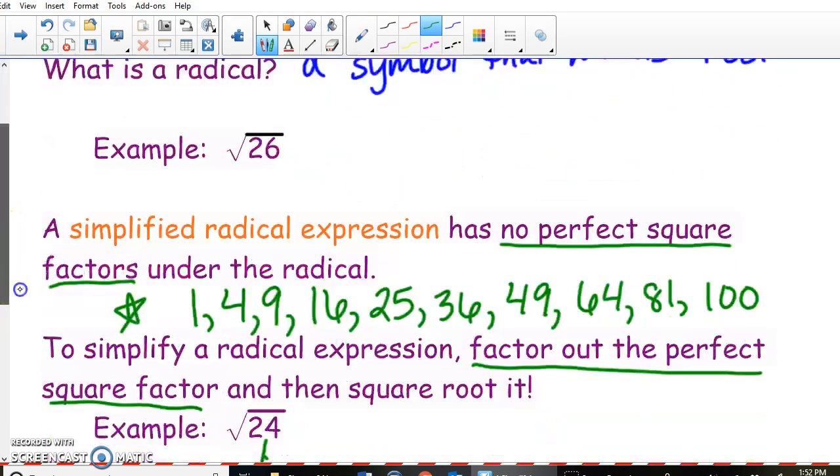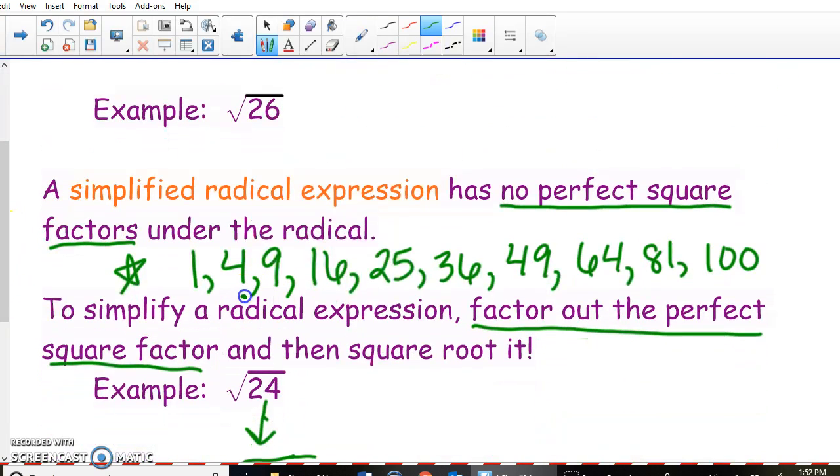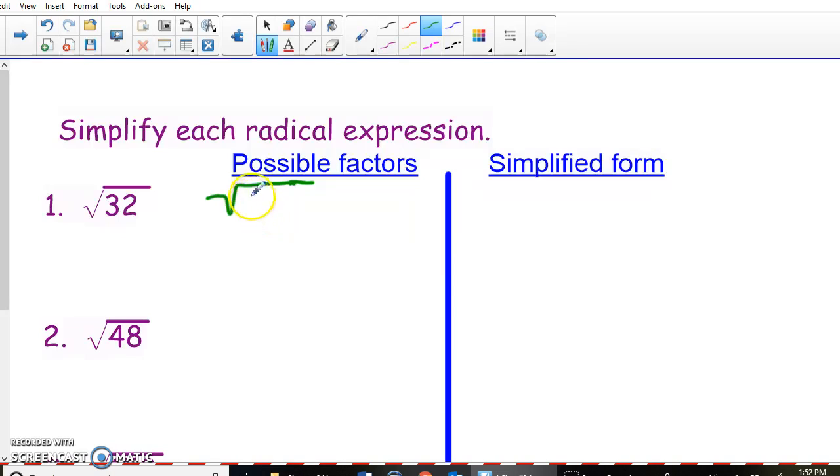So, if I look back at my list here, I should also know that not only is 4 a factor, but 16 is also a factor of 32. So I would want to choose to go with 2 times 16. I want to go with the biggest perfect square factor that I can.